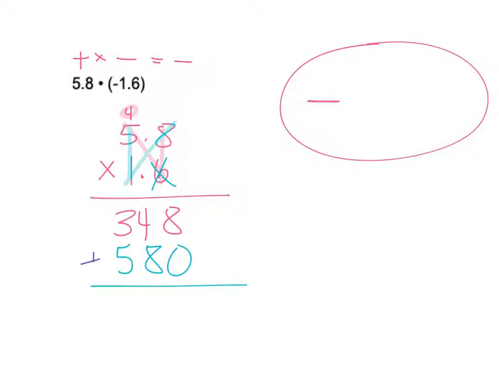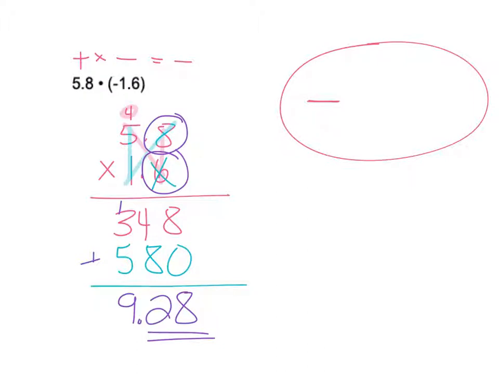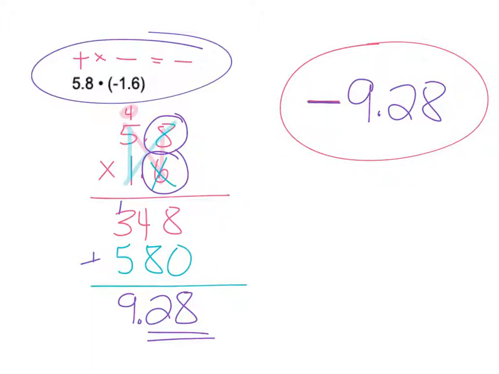Then we go ahead and add our numbers together. 8, 12, and 9. And we have 2 numbers after the decimal. So that means I need 2 numbers after the decimal in my answer. 9.28. My final answer is negative 9.28 because of what we said earlier.